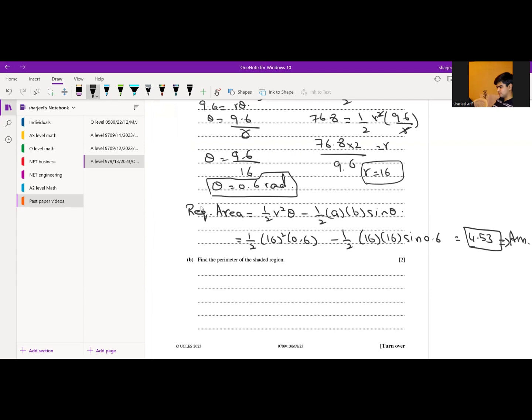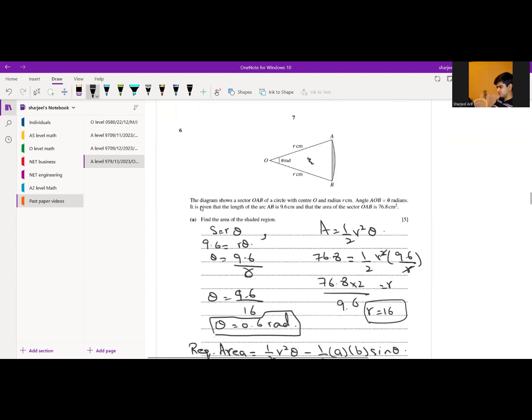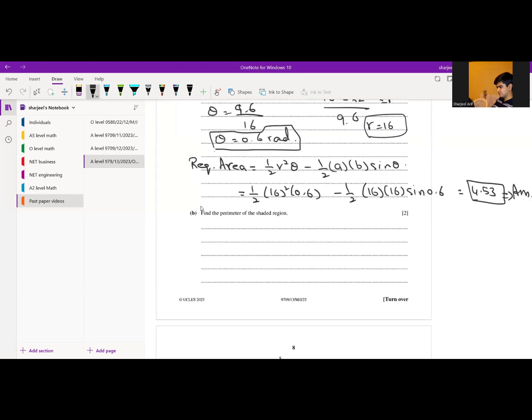Now for part B, we have to find the perimeter. For the perimeter, we have the length of the arc AB, but we also have to find the side AB. We will apply the cosine rule to find it. So this will become 16 squared plus 16 squared minus 2 into 16 into 16 cos 0.6. So the length of AB will be equal to 9.46, and the perimeter will be 9.46 plus the arc 9.6. That would be equal to 19.1. That is our answer.